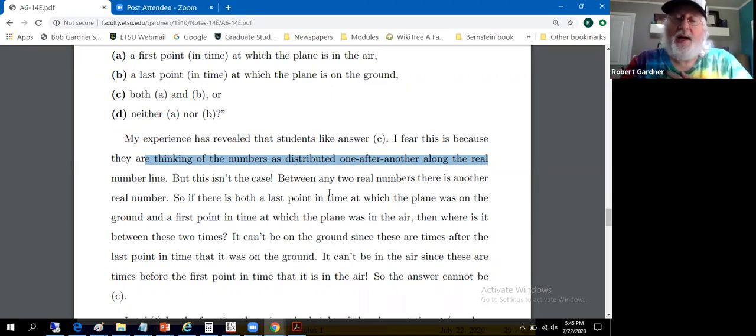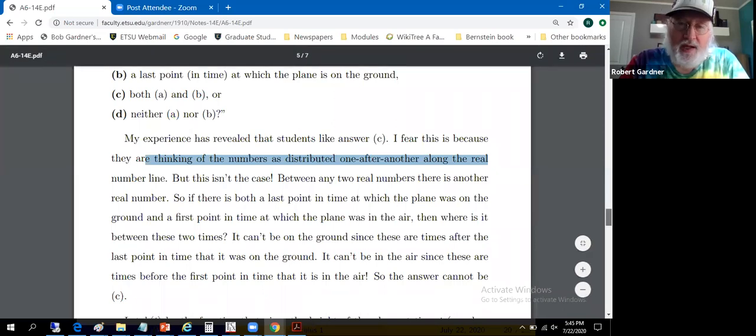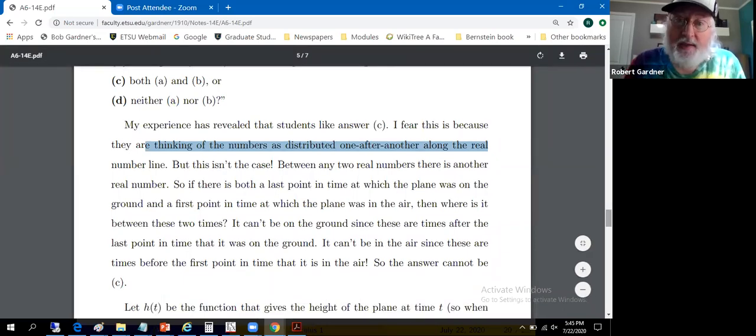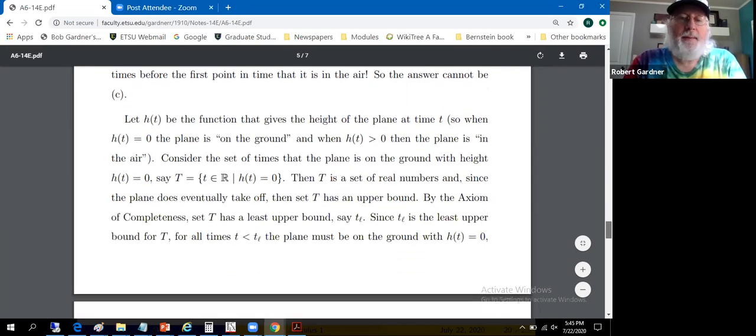I've been shocked by, in fact. But it can't be, the points aren't laid out along the real line like that. It can't be on the ground and then jump into the air because it had to be somewhere in between. If it was on the ground, this wasn't the last point that it was on the ground. If it's in the air, this wasn't the first point that it was in the air, as is explained in the paragraph. All right, so let's figure out what the answer is instead of what the answer isn't.